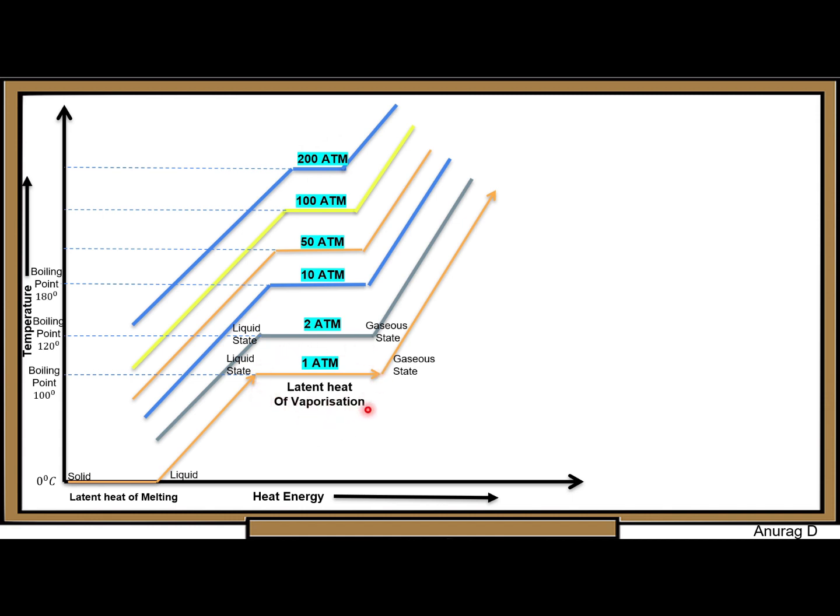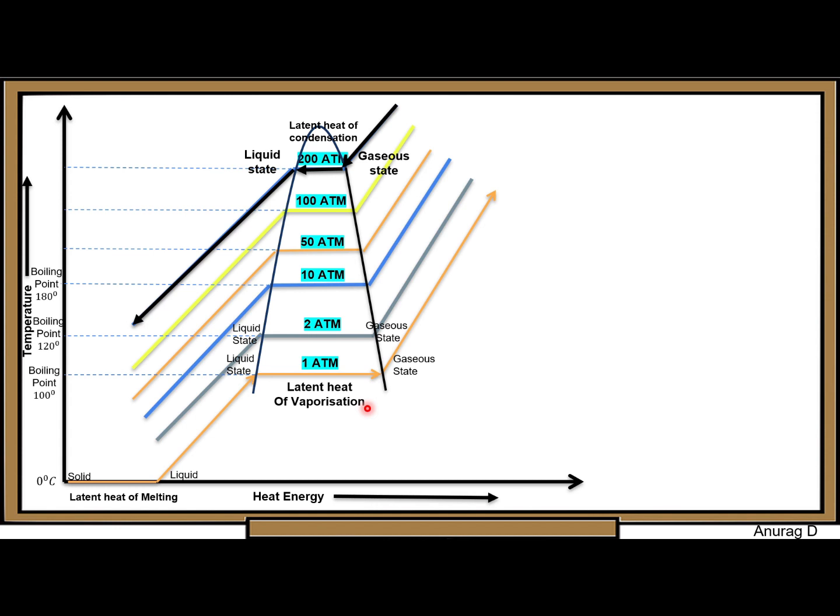And if we draw the graph of latent heat of vaporization at a different pressure, we will get this kind of curve. And if we reverse this process, meaning if it converts the gas state to the liquid state, that process is said to be the condensation process, and the amount of heat extracted from the gas is said to be the latent heat of condensation.